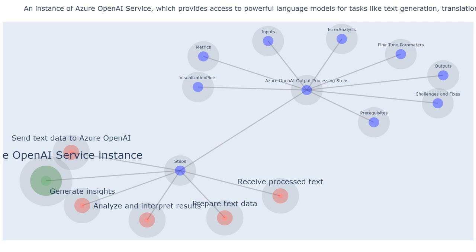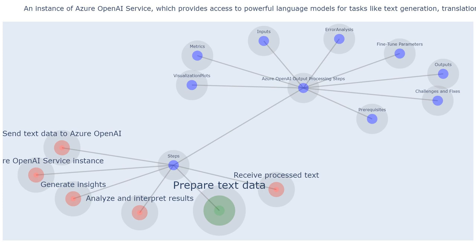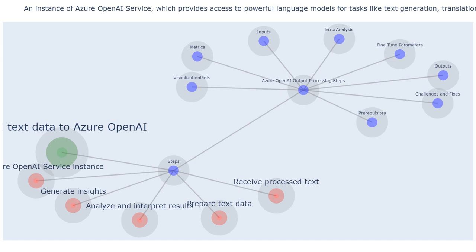Steps. Load the Azure OpenAI service instance, which establishes a connection to the service and allows for interaction with the language models. Prepare the text data, including cleaning, formatting, and potentially pre-processing steps like tokenization or stemming. Send the prepared text data to the Azure OpenAI service, where it is processed by the selected language model.